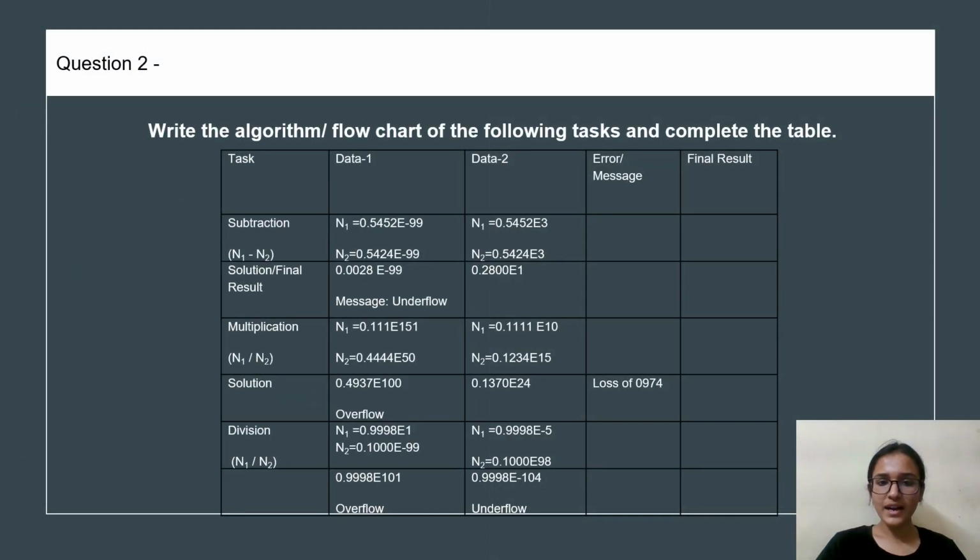In this question, we have to draw the flowchart for the following task and complete the table. So we have to draw the flowchart for subtraction, multiplication, and division. By using the flowchart, we will compute the values for the given data sets, and wherever we come across error messages, we will also mention that. So now let's discuss the flowchart, which will be very helpful in filling the table cells.